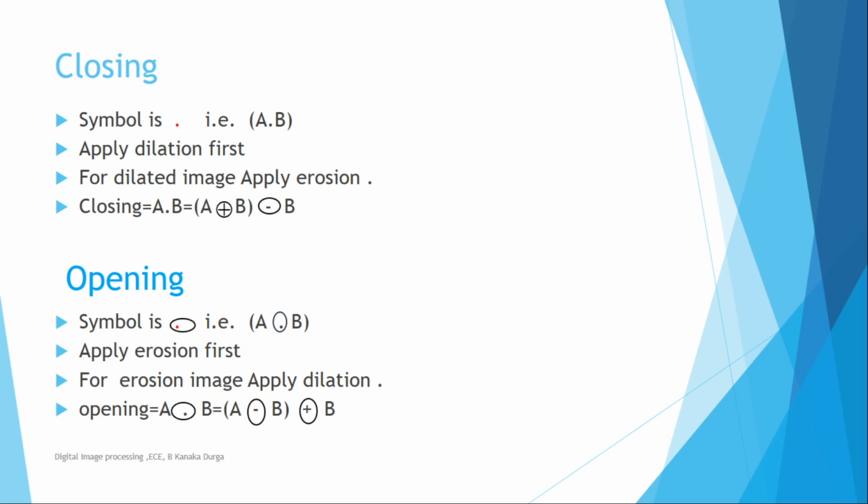Next one is opening. For the opening, the symbol is a dot with a circle. A opening of B: apply the erosion first. After erosion of the image, we have to apply the dilation. So A opening of B will be equal to A eroded by B, and on the resultant we apply the dilation operation.